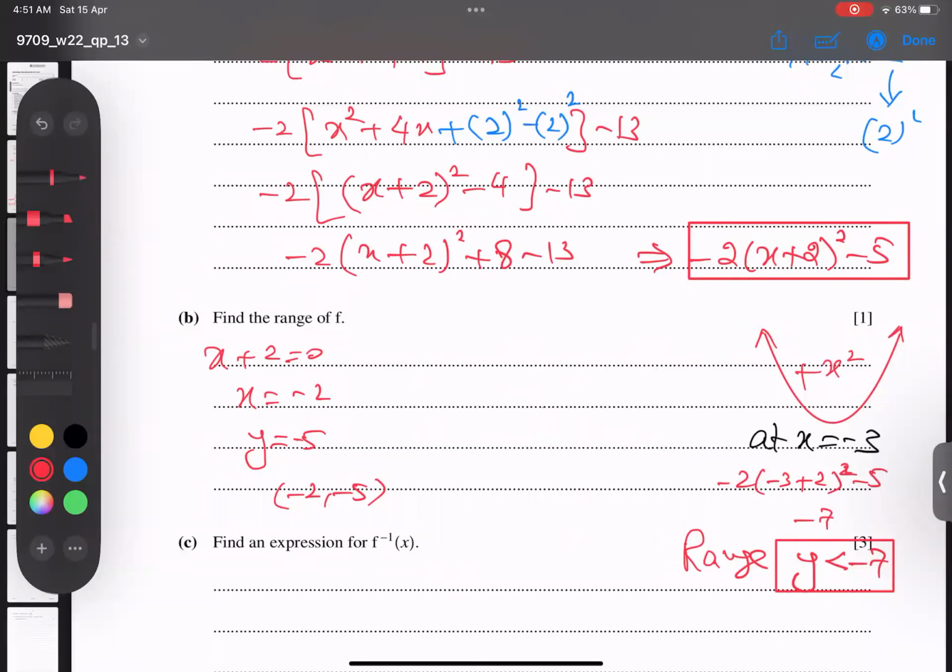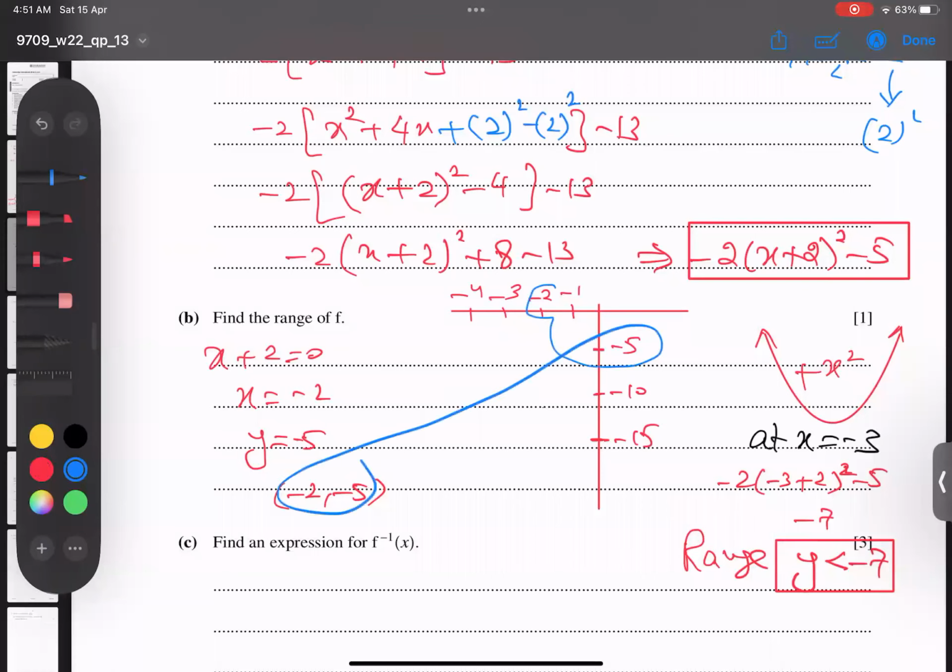Negative 2, negative 5. So have a look here, students. Negative 2, negative 5. Negative 1, negative 2, make it a little smaller. Negative 1, negative 2, negative 3, enough. So this is negative 5, this is negative 10, this is negative 15. Just for the sake of understanding, I show you that against negative 2 we have the coordinates negative 5.